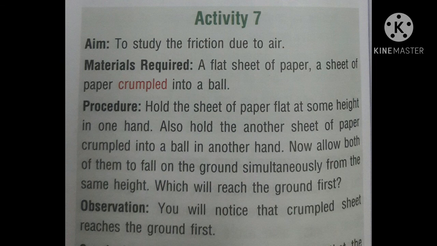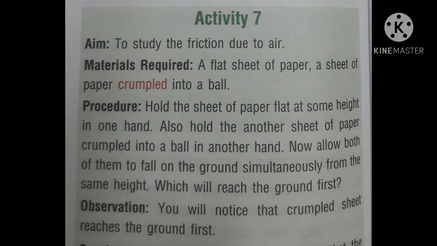Activity 7. Aim: to study the friction due to air. For this activity, materials required: a flat sheet of paper and a sheet of paper crumpled into a ball. Means you need a flat sheet of paper and a sheet of paper which is crumpled in the form of a ball.